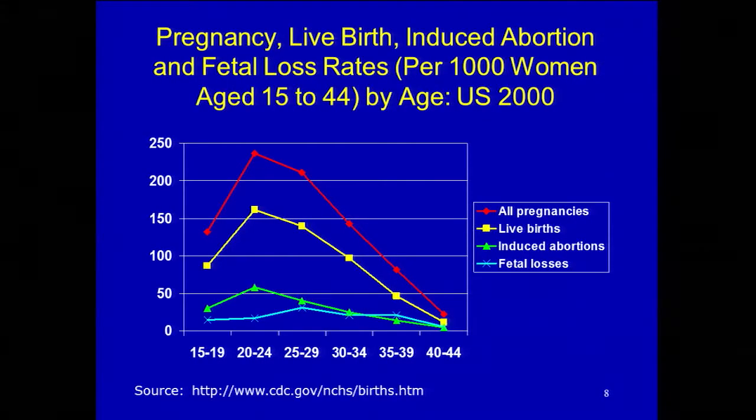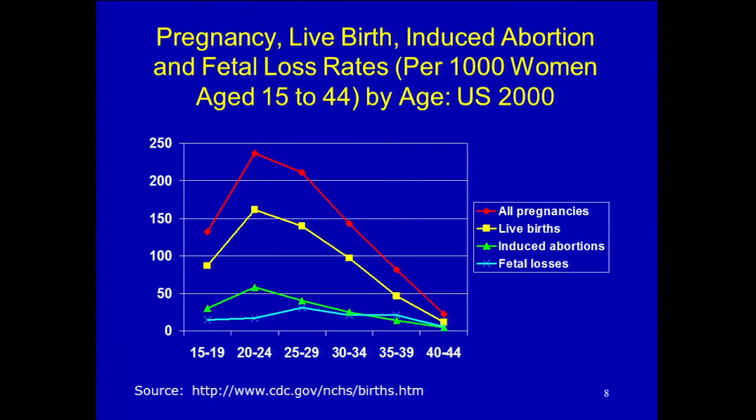So this slide shows how we look at fertility behavior by age, much as we look at contraceptive behavior by age. So this slide shows for the United States in 2000 the age-specific fertility rates, as well as the pregnancy rate and the induced abortion rate, and the fetal loss rate. So all pregnancies represented by the red line at the top, and it's highest for ages 20 to 24 in 2000. And you can see that it goes up and then it goes down fairly rapidly.